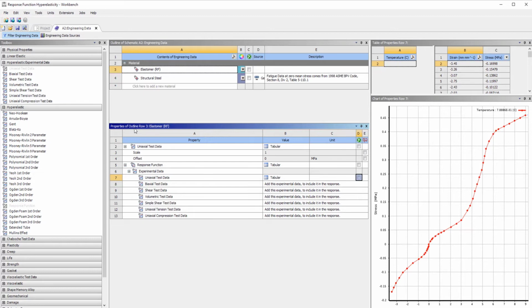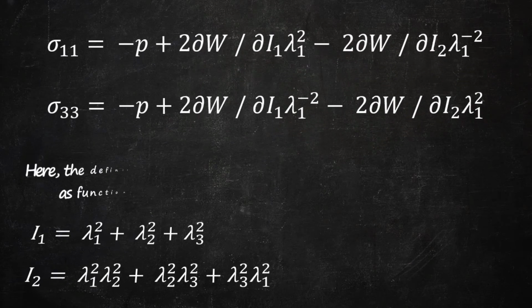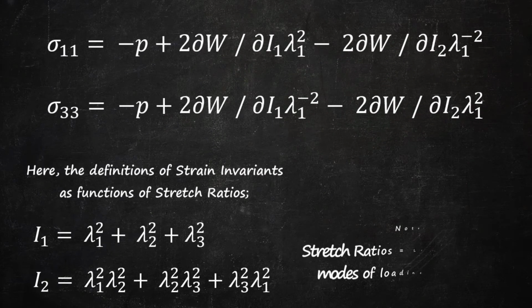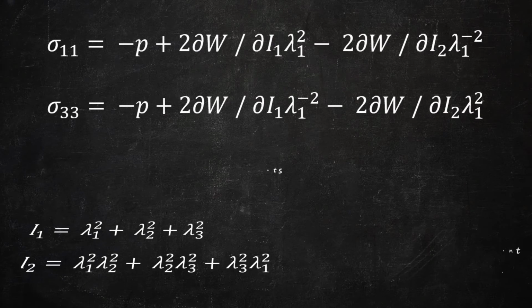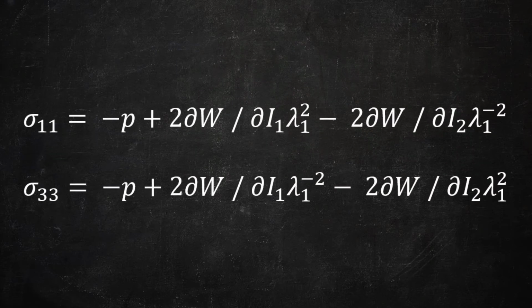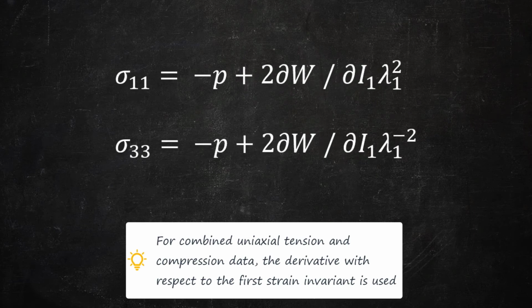At this point, it is worth digressing briefly to discuss the various options for entering experimental data for use with the response function. The so-called response function is a derivative of W with respect to the first or second strain invariants, which provides information on the stiffness of the material in different modes of deformation. When we use combined uniaxial tension and compression, then only the derivative with respect to the first strain invariant is used, which typically provides a reasonable approximation for other modes of deformation, knowing that we don't even have such data entered.